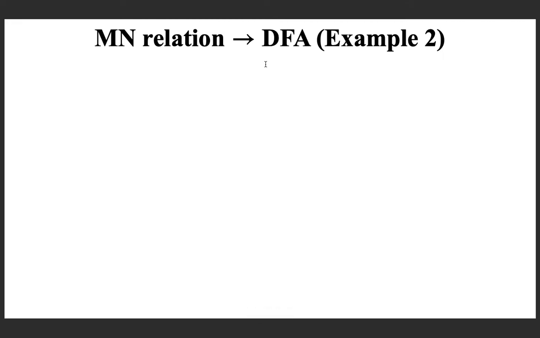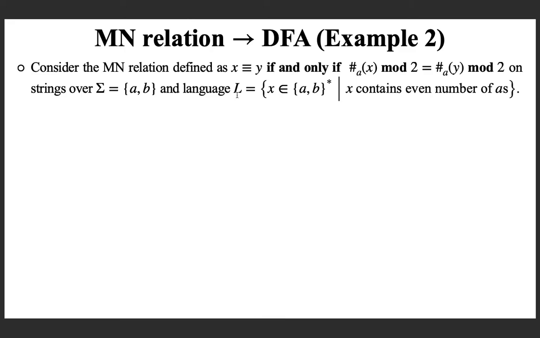Now before we wind up, we can look at one more example. Consider an MN relation defined as: two strings x and y are related if and only if the number of a's in the string x when divided by 2 gives the same remainder as when you do it with the other string. That is, the number of a's in x mod 2 is the same as the number of a's in y mod 2. So the number of a's in x and y when divided by 2 will give you the same remainder. That is the Myhill-Nerode relation. We can easily see that it is a Myhill-Nerode relation, and the language on which it is defined is the set of all strings over {a,b} such that the string contains an even number of a's.